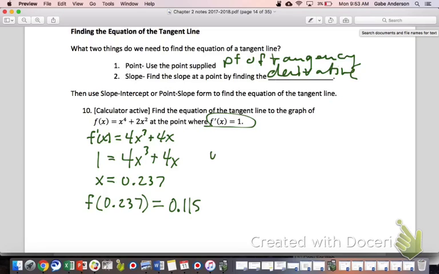So I'm going to say y minus 0.115 equals 1, parentheses, x minus 0.237, and I'm done. So let's just analyze this from a bigger picture standpoint. The previous problem we did like this, the point of tangency was given to you very plainly. The slope was kind of the challenge. Here, isn't it exactly the opposite? Wasn't the real challenge to find the point of tangency? And the slope was just given to you. The slope is 1. Point of tangency was the harder part.